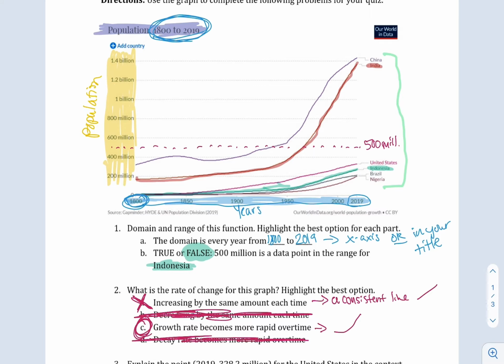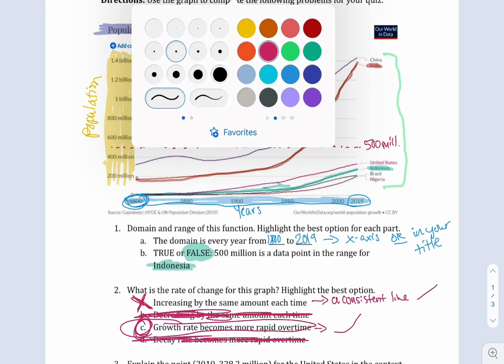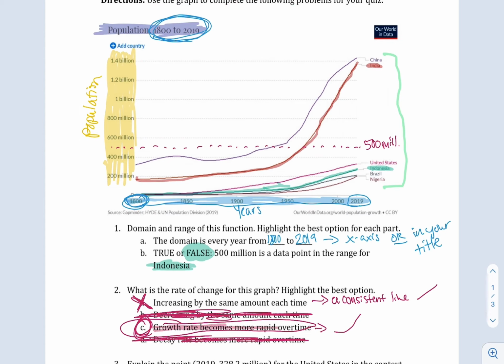Our growth rate becomes more rapid over time. Okay, so I'm also just going to highlight that. Growth rate becomes more rapid over time. And for our exponential functions, your options are only ever going to be growth rate or decay rate. You will never be able to put increasing or decreasing by the same amount, because the definition of an exponential function is going to be a growth rate or a decay rate. So it can never increase or decrease by the same amount.